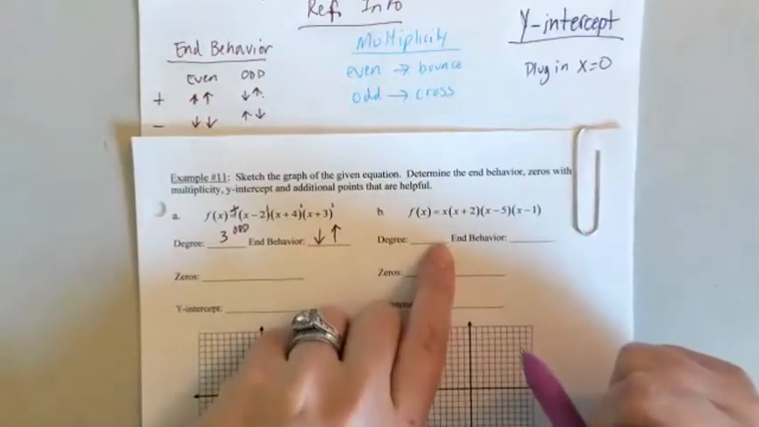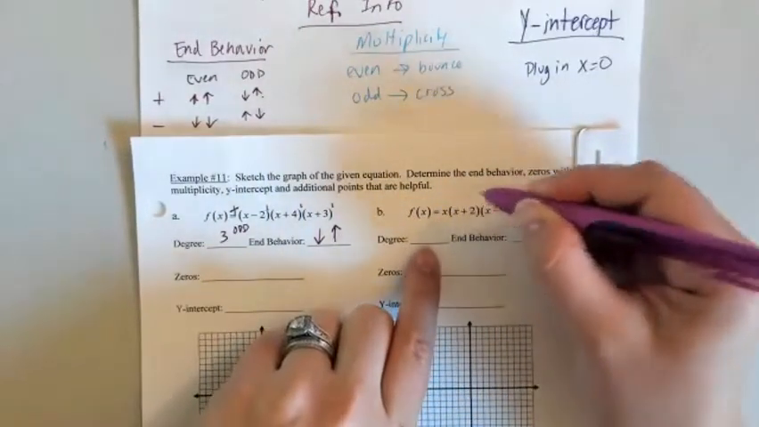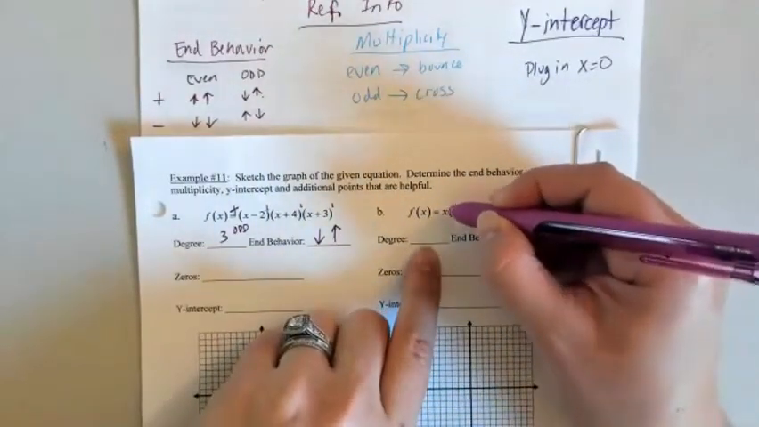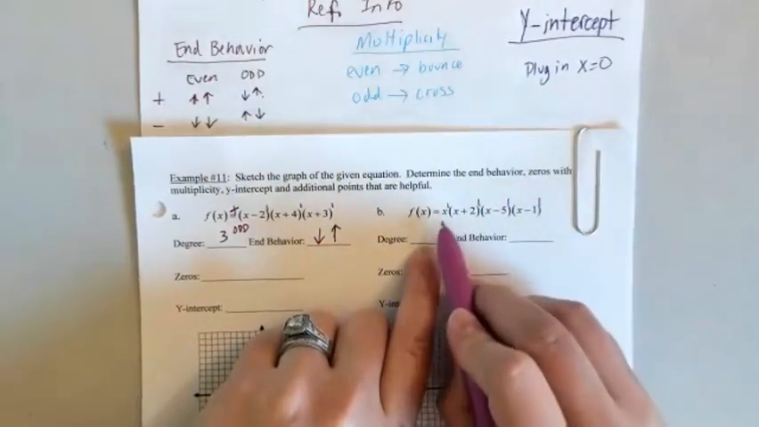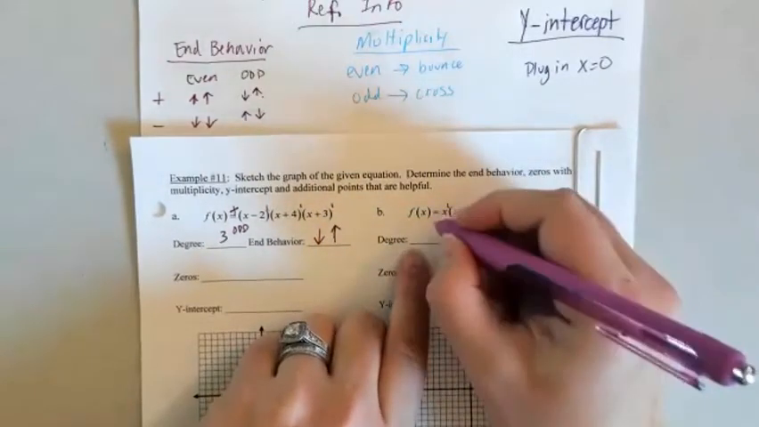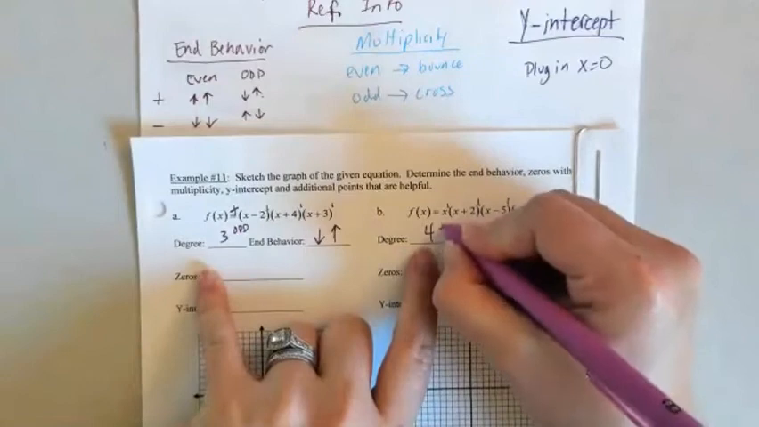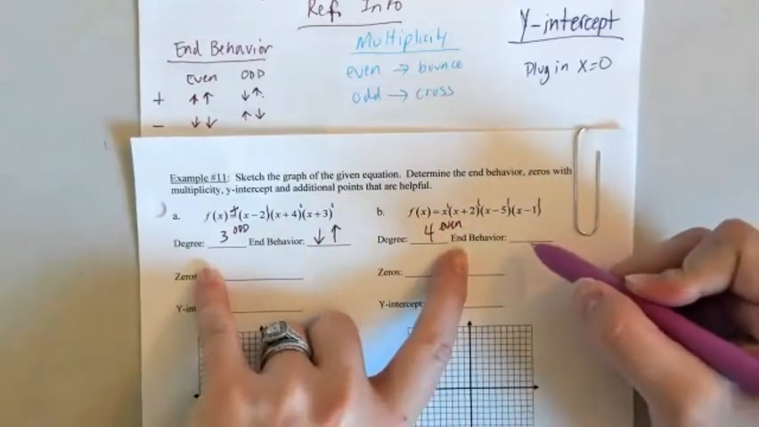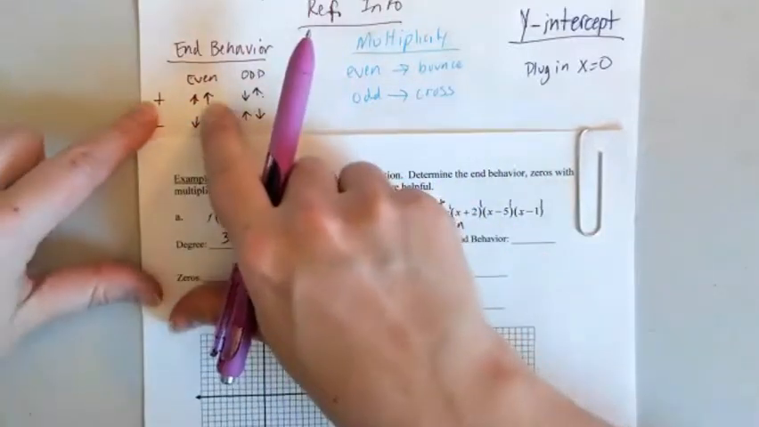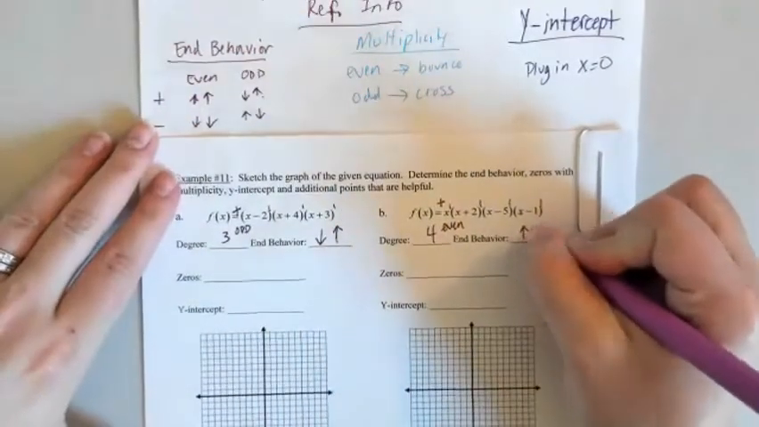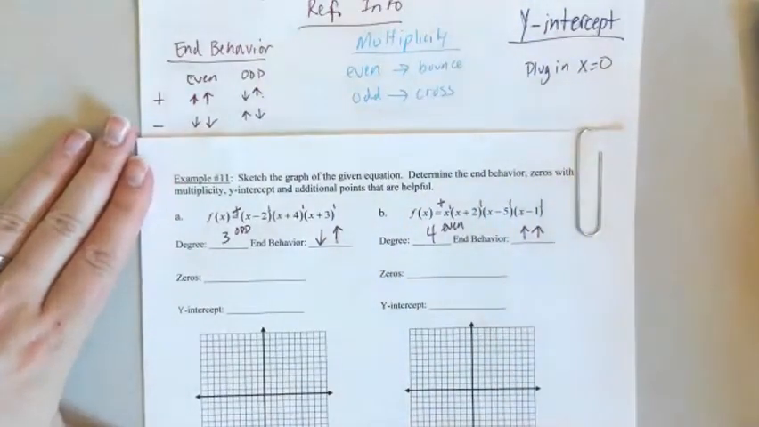All right, let's do degree and end behavior over here. This one, if you watched the last video, was a degree of 4 because I've got 1 times 1 times 1 times 1 plus 1 plus 1 plus 1, x times x times x times x. Either way you do it, you'll get a degree of 4 there, which means it's an even degree. It is also positive, so if I do even positive end behavior, that's up, up. Okay, so that's degree and end behavior.